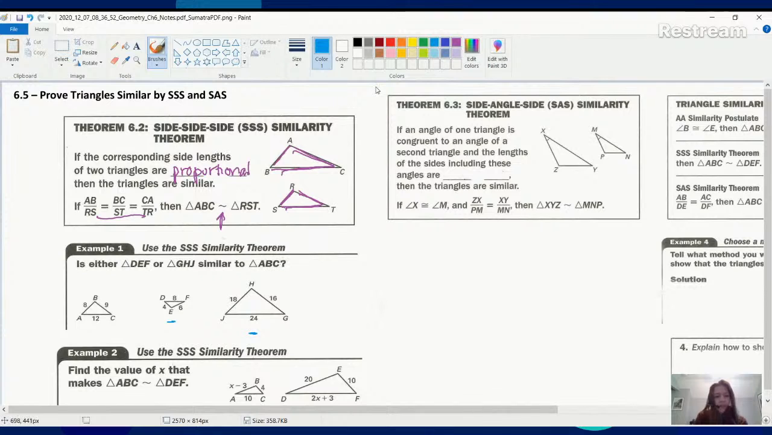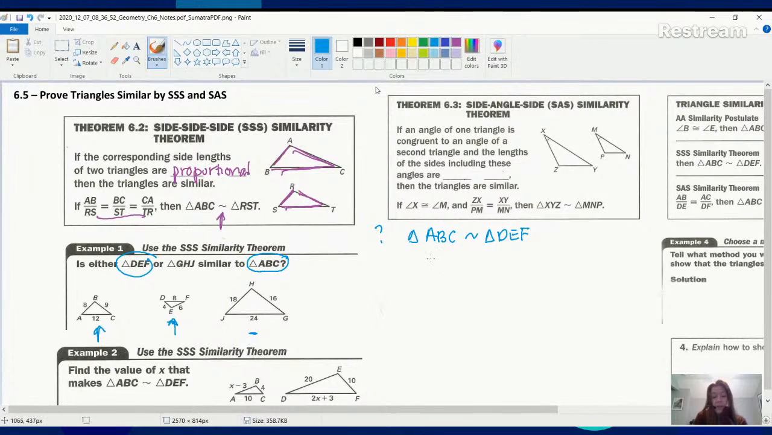So let's see, is triangle ABC similar to DEF? So let's compare the first two here. Okay, so what they've done is they've flipped the triangles around a little bit, right? But remember, we can always use our proportionality statement to help us out. So we want to know, our question is, is ABC similar to DEF?